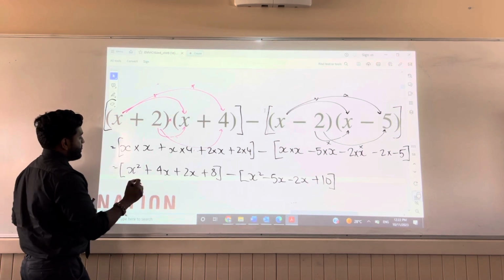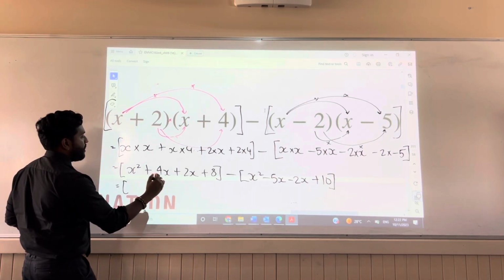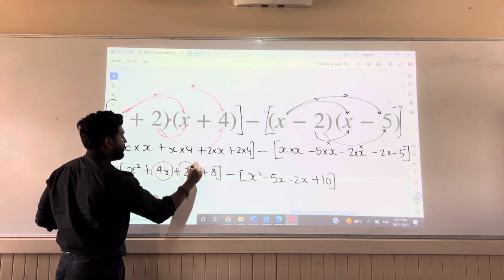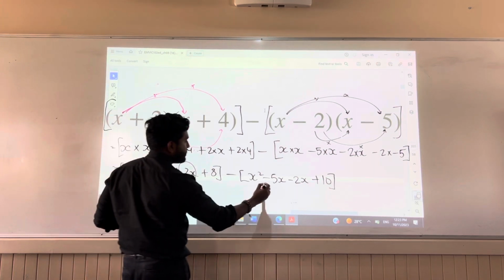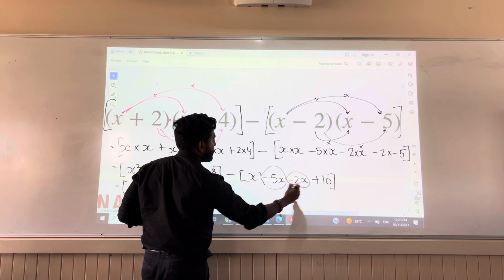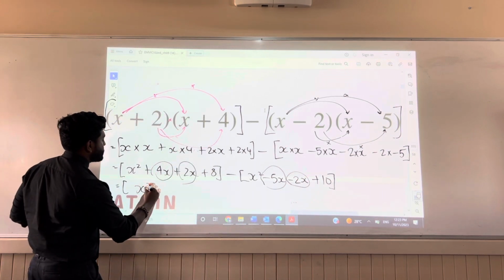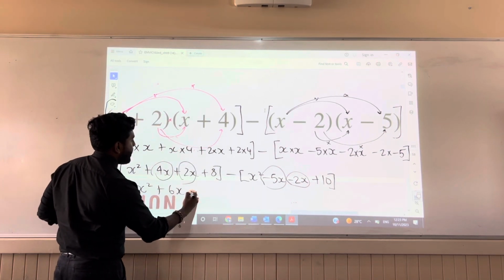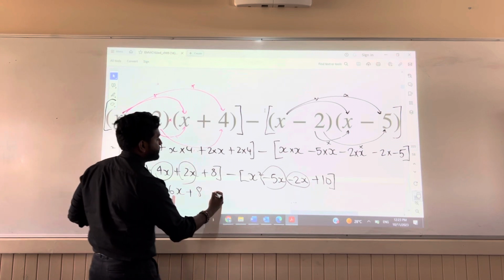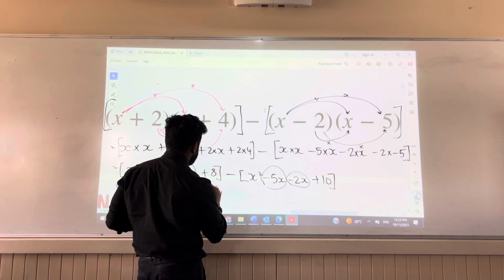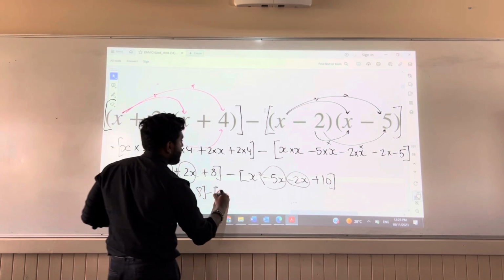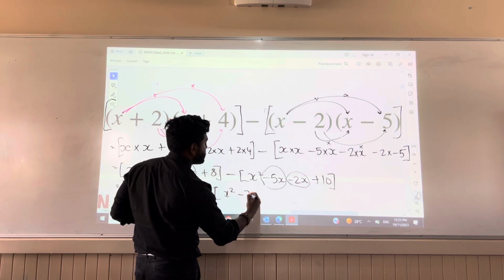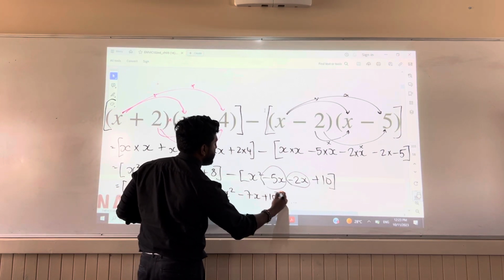Okay, so now we're going to simplify this. What are our like terms? Oh, cool. This one and this one. And then also the same case here as well. So now you're left with x squared plus 6x plus 8, minus, x squared minus 7x plus 10.